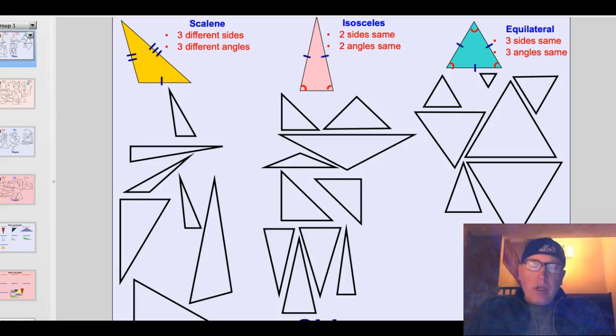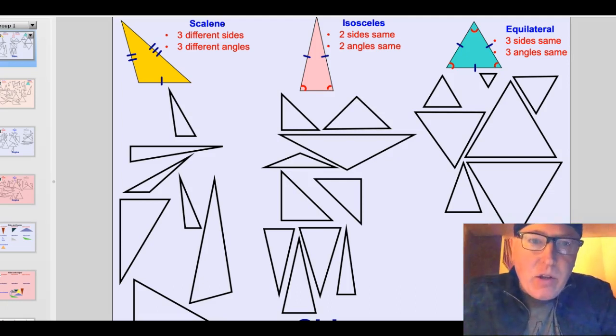Hey folks, this is a tutorial on classifying triangles. I'm just going to focus on breaking all of these terms down, and then we'll look at everything separately and try to put it together at the end. I know kids are struggling with this. First of all, you have to understand what a scalene triangle is.